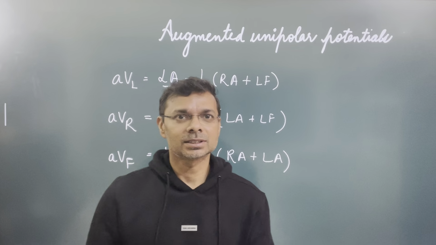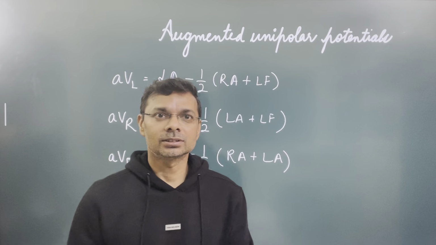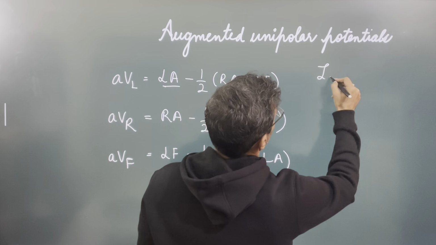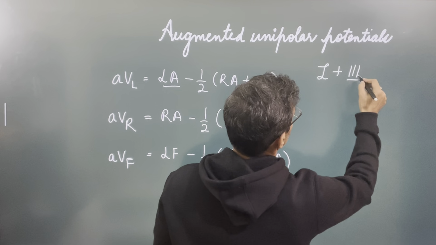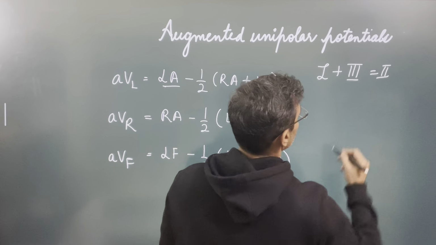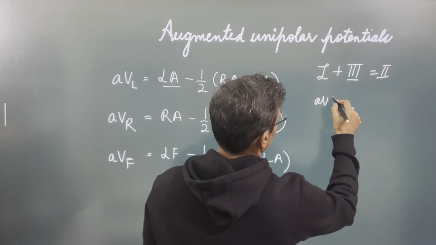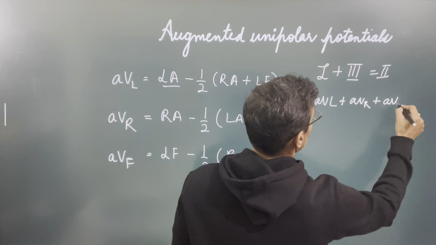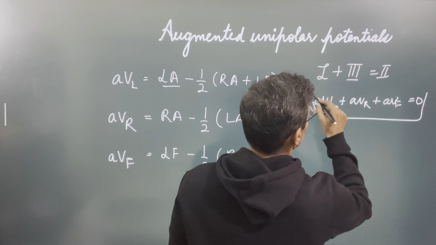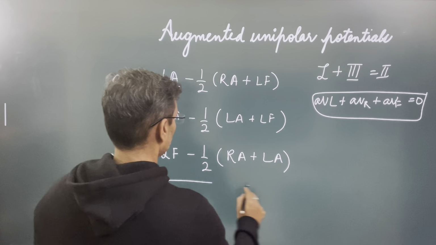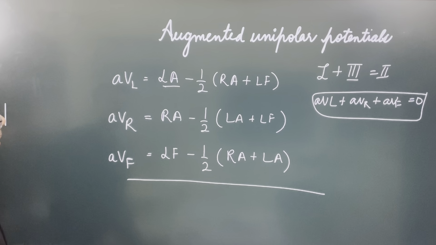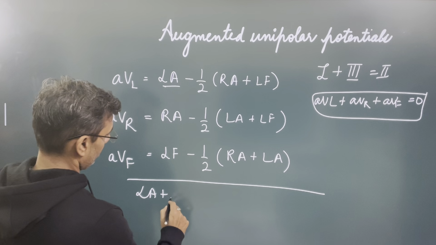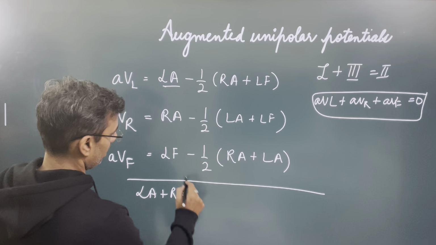Before completing this lecture, why don't we check Einthoven's law? Einthoven's law says the first lead plus the third lead is equal to the second lead. Another law says AVL plus AVR plus AVF is equal to 0. So let's check this. We will add these expressions. Here is the LA, here is the RA, and here is the LF.